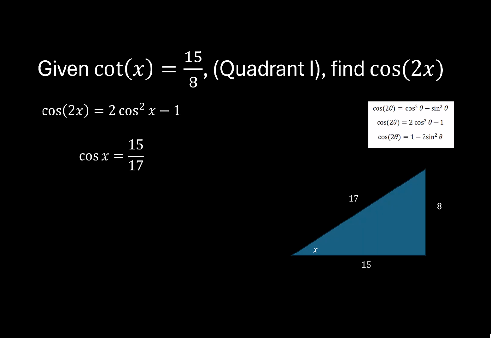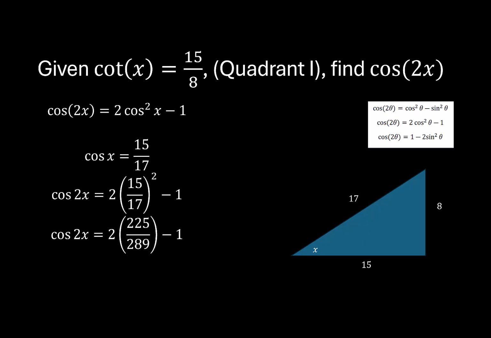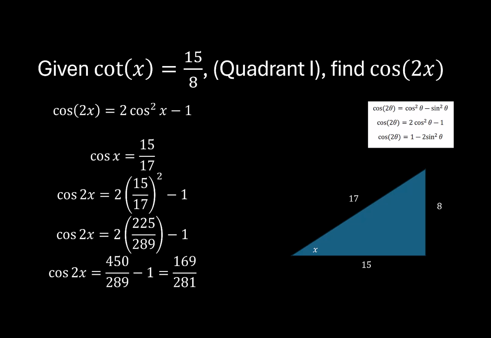Let's take that value and put it into our double angle formula. This says cosine of 2x is 2 times (15 over 17) squared minus 1, which simplifies to 2 times 225 over 289 minus 1. That's 450 over 289 minus 1, or 161 over 289.